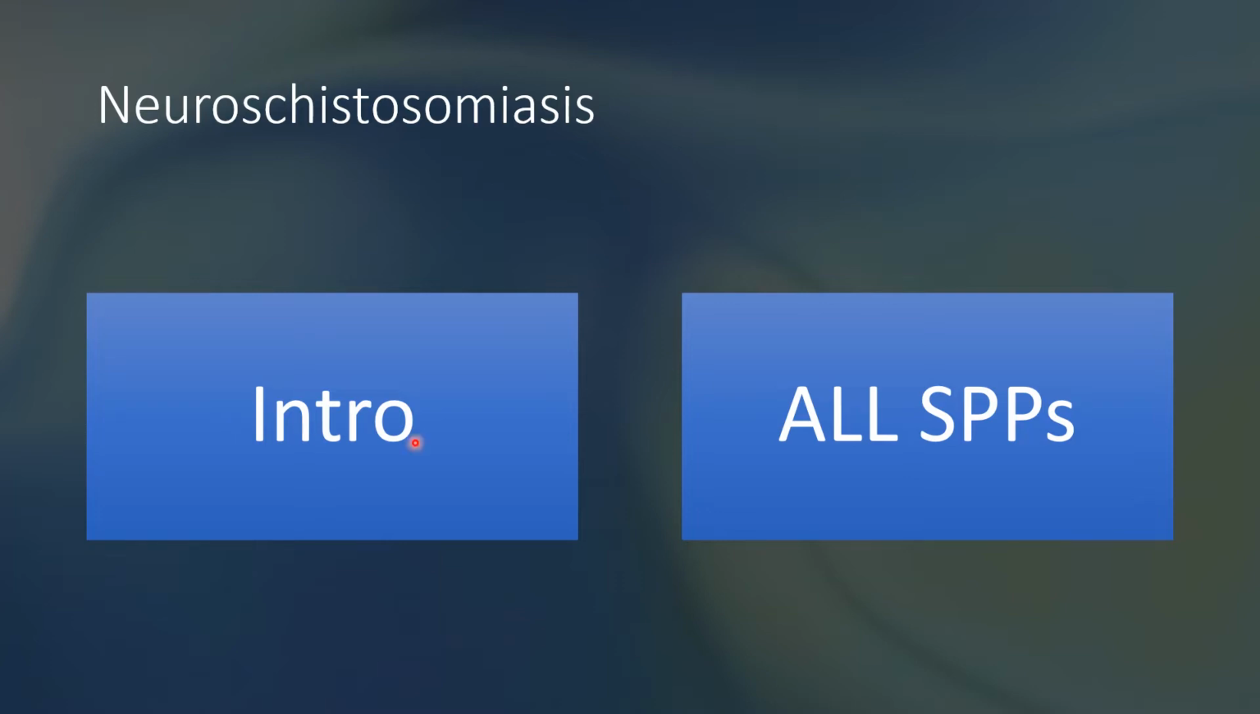We've gone through signs and symptoms, right? And we've been able to narrow down certain signs and symptoms to a particular species of schistosomiasis. For example, when there's hematuria or infertility and so on, we narrow that to one species. Or when there's gastrointestinal issues, we'll refer to the rest. In this case, neuroschistosomiasis can be caused by all species of schistosomiasis.